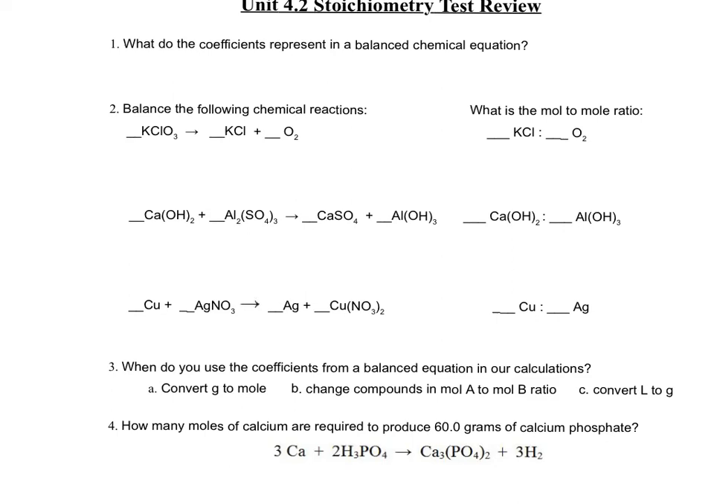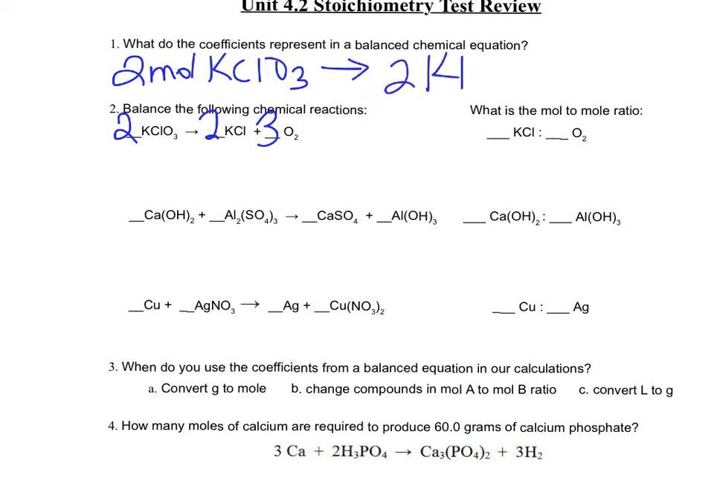Stoichiometry test review. Coefficients represent the number of moles of each reactant. So when we balance our reaction for the first reaction here with 2, 2, and a 3, that means up here the moles represent 2 moles of the KClO3 produces 2 moles KCl, and 3 moles oxygen.